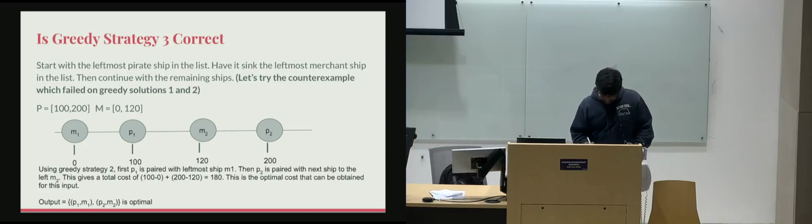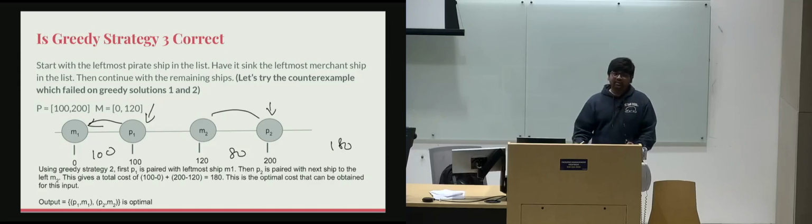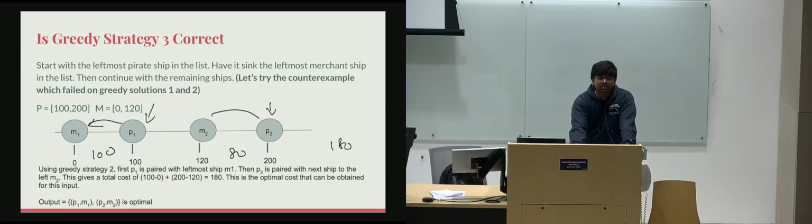We will start with P1, M1 is available, M2 is also available. So you will choose the leftmost ship, which is basically M1, so you pair it with M1. Then you go to P2, and you see the only available option is M2. So you pair it with this one. So the total cost here is 100 plus 80, 180. And this is exactly what we were getting in the previous example as the optimal solution. So it seems like this should work.